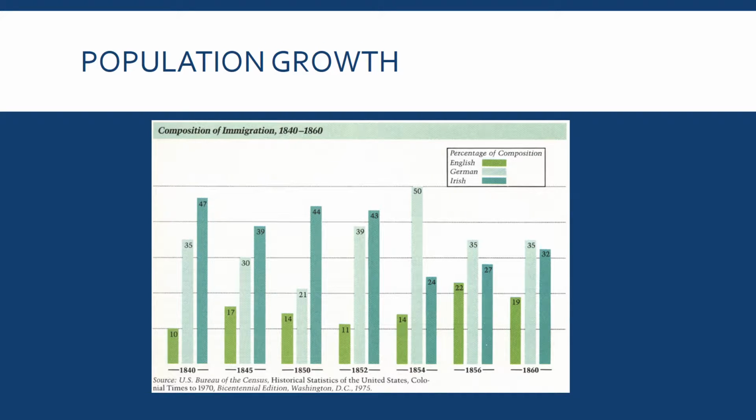Why was there such a large population growth? The number one reason was high birth rates. Americans were simply having more children. But it was also assisted by an influx of immigrants in the 1840s and 1850s. And that's what we'll be looking closely at today.